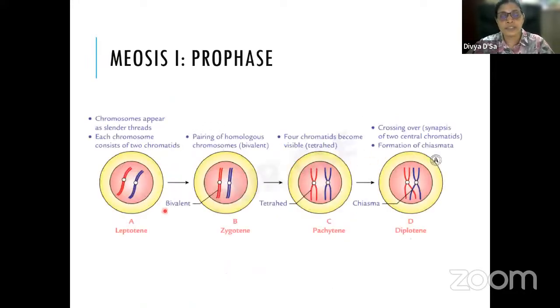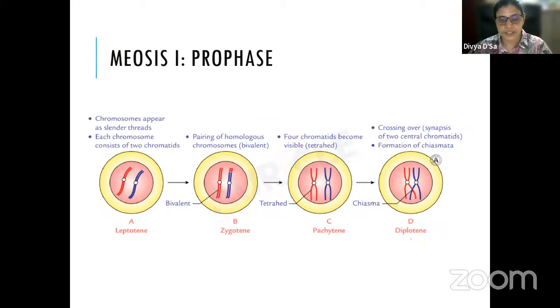So what happens in each stage? First is the leptotene stage. Here the chromosomes appear like thin slender threads, the same way as in mitosis. Each chromosome consists of 2 chromatids joined at the centromere, but individually they are not visible at this stage.